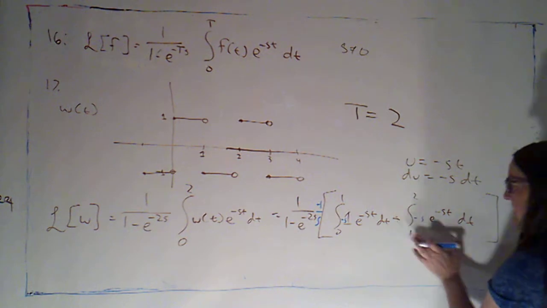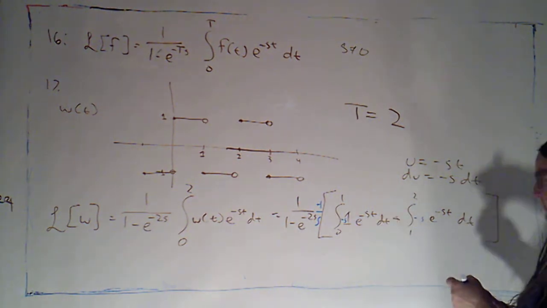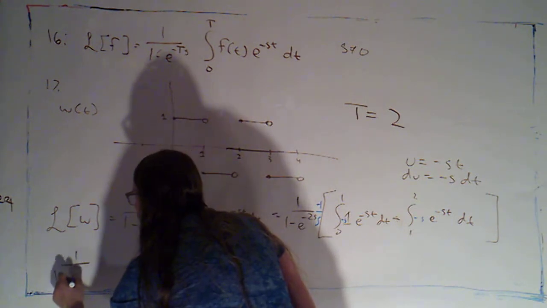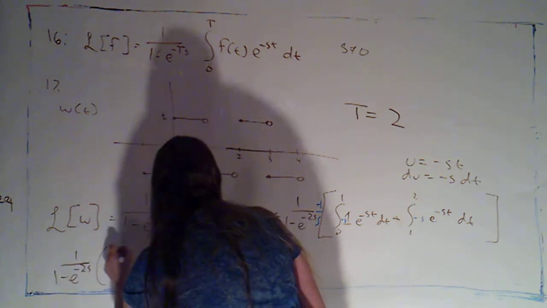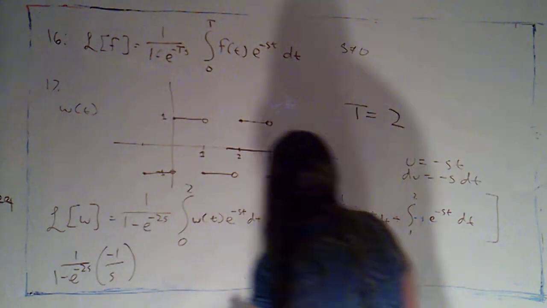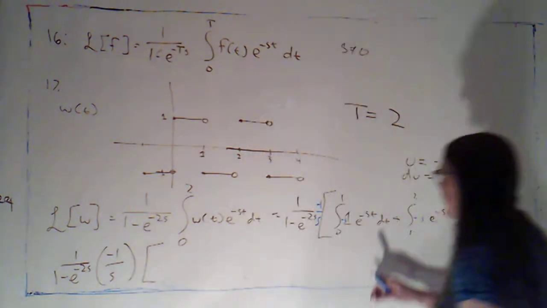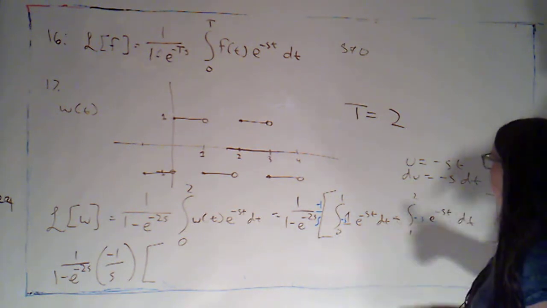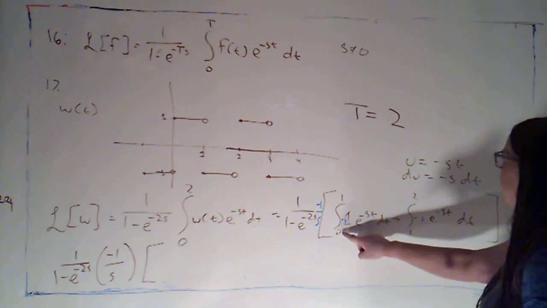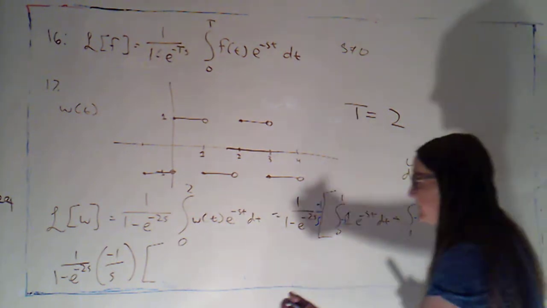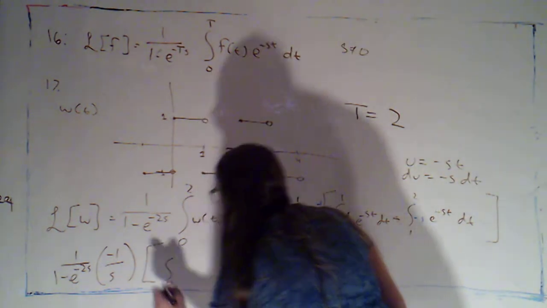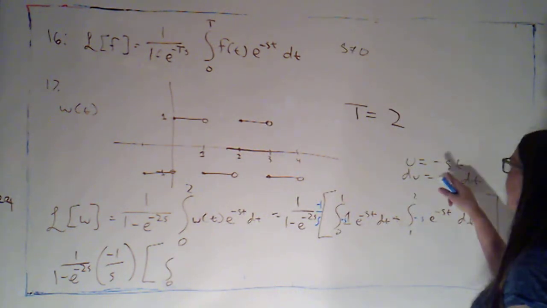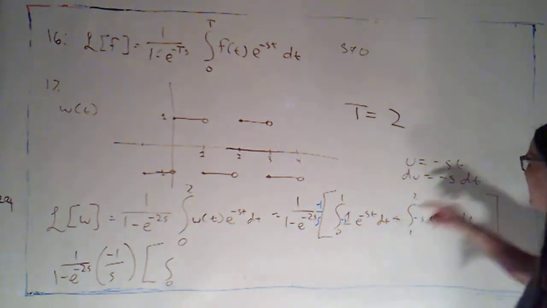That way it distributes to each one of these integrals. So what I have then is 1 over 1 minus e to the negative 2s times a negative 1 over s times, rewriting this in terms of u, the u value at 0 is just going to be 0 times t, so that's just going to be 0. The u value at 1 times negative s, I'm plugging in 0 and 1 for t.